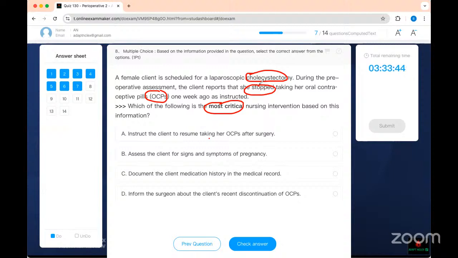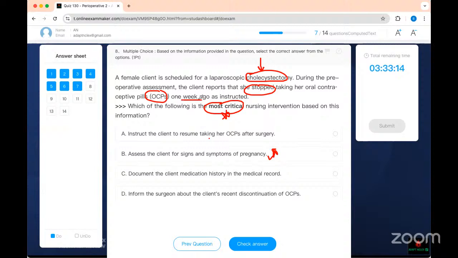And the trap answer is right there. You stop your birth control, what do you do? Everybody would think, hey, you may be pregnant, so let's check your pregnancy test. Wrong answer. Don't do that. The most important is the most critical, that's priority. This is not what I'm worried about right now. I'm worried that you're going to have surgery and you just stopped it 1 week ago, right?